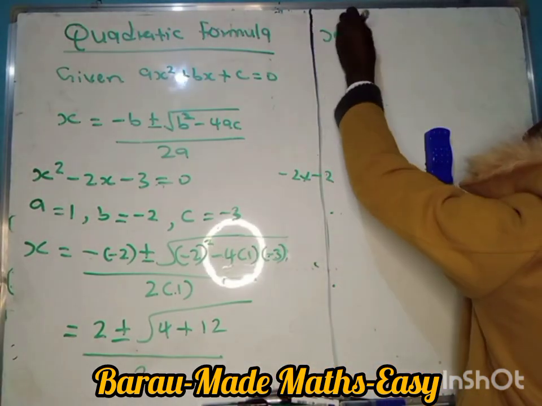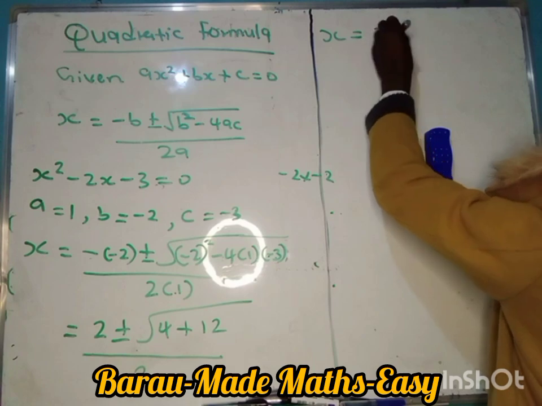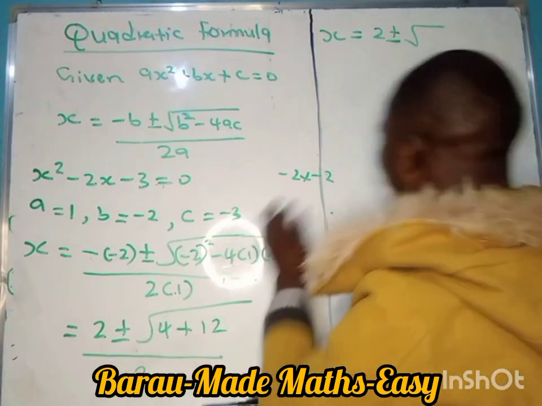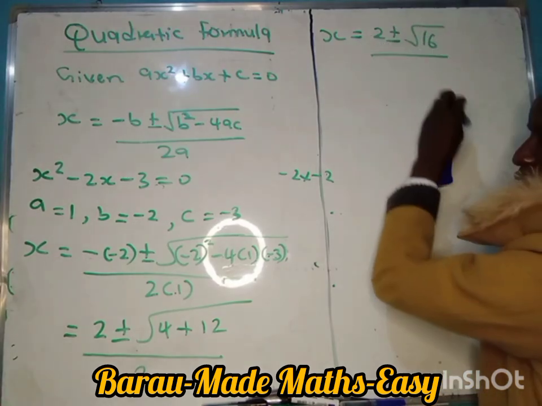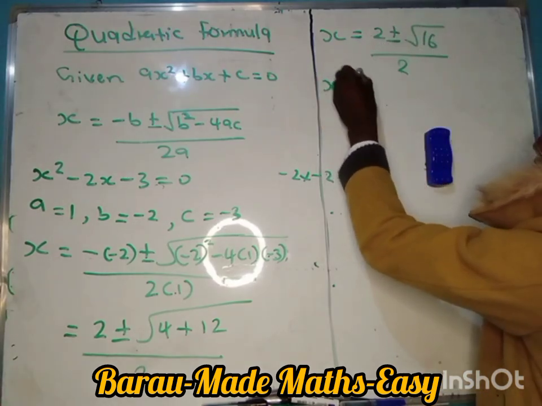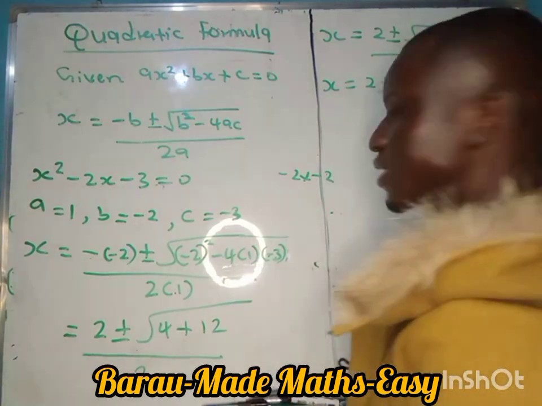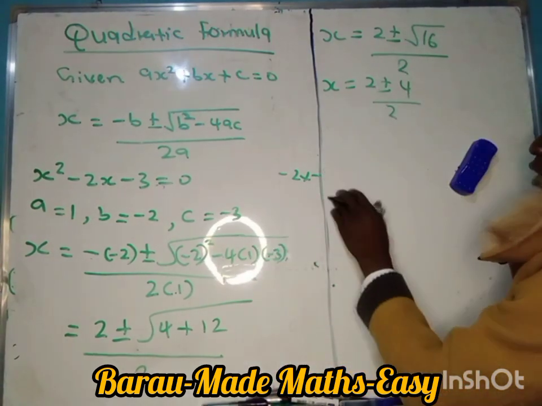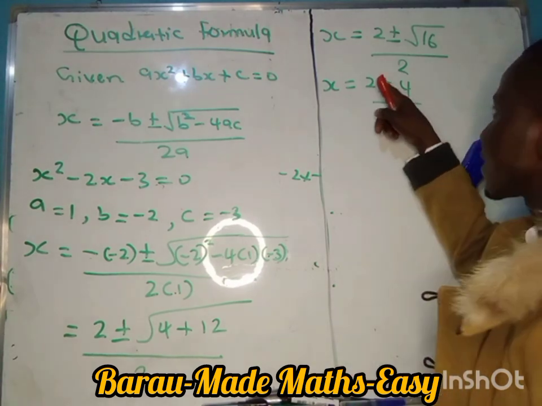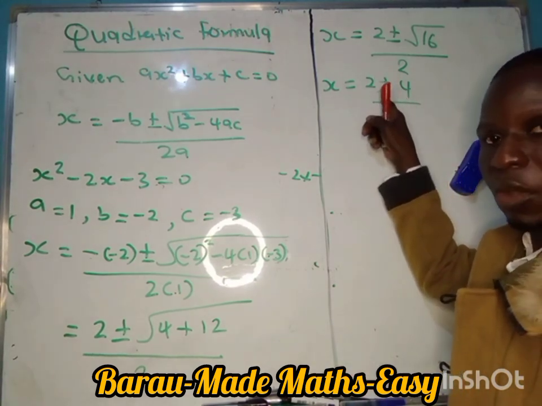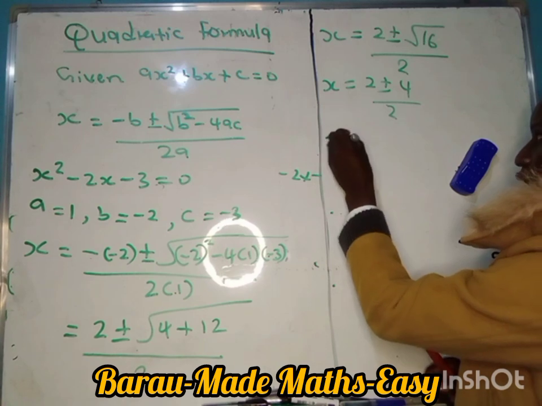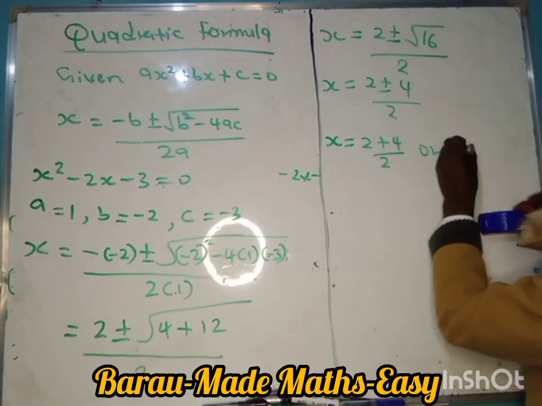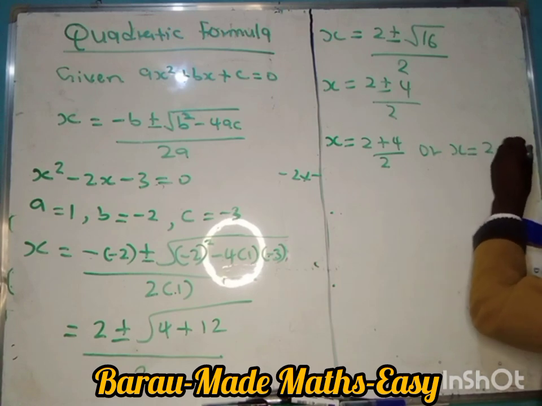So our x will now be 2 plus or minus the root of the two quantities in the bracket, which can be added. Adding these two quantities will give us 16. Divide everything by 2. So if we take the root of 16, we'll have the answer as 4 divided by 2. You can observe here that we have two signs, addition or subtraction. What does that mean? It means our x could be 2 plus 4 divided by 2, or x will be 2 minus 4 divided by 2.